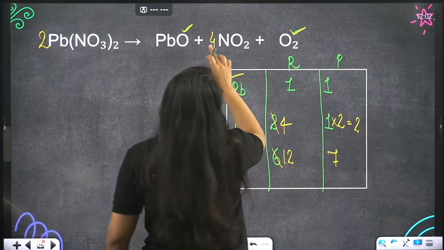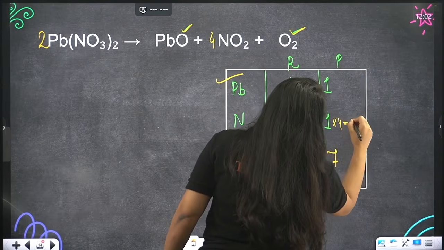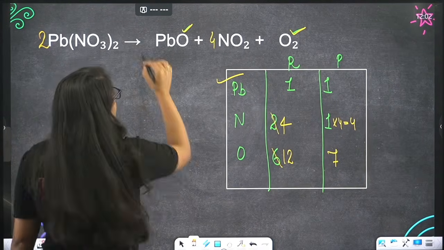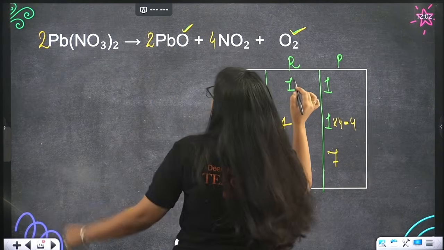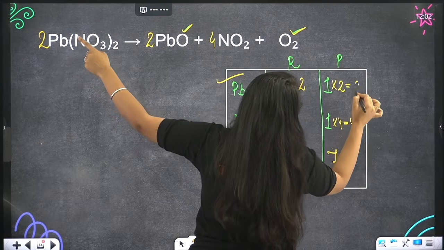Right? So that becomes 4 nitrogens here. Now into 4 nitrogens are here. But I also have to balance lead as well. So I'll multiply this lead with 2. Okay? So I'll multiply this lead, it became 2. So I will multiply this lead also with 2.